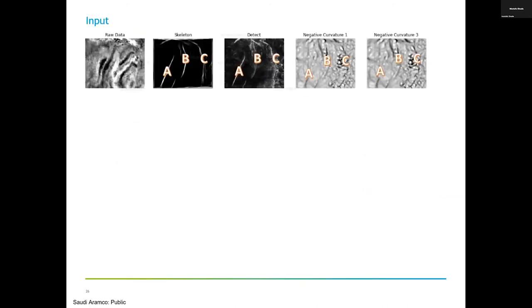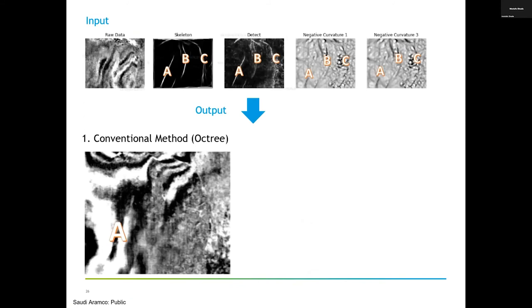Results and discussion. For fault and fracture detection, we examine and compare the results of octree, as the conventional multi-seismic quantization method, and autoencoder as a new machine learning technique. Here is the output of the conventional method, and it looks like it missed two events here, which are B and C. And I think this is due to the influence of the raw data.